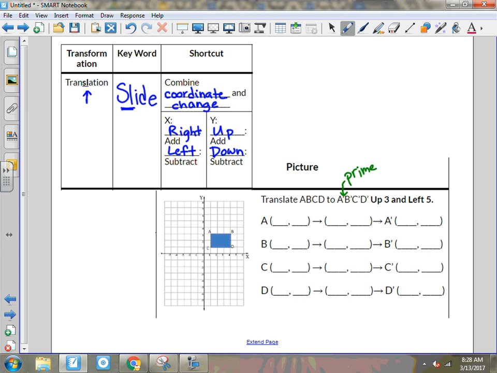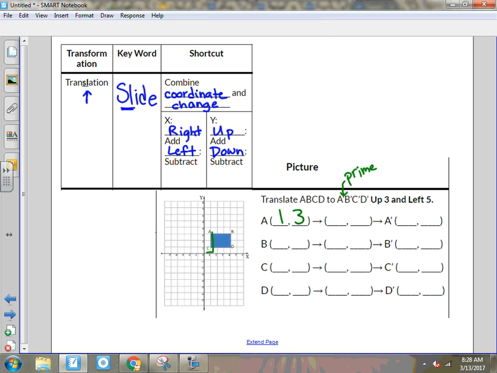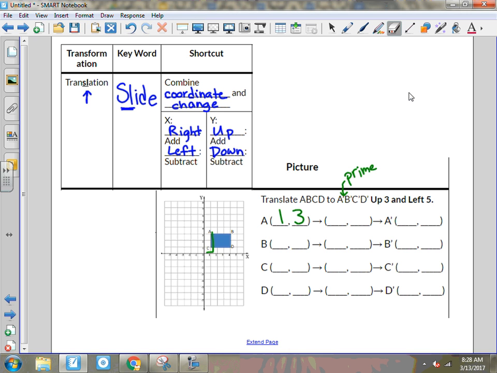So before we figure out anything, let's just figure out where A, B, C, and D are. So A, I'm going right 1 and then up 3. So my coordinate is a positive 1, positive 3. So I'm just going to keep going, filling in B, C, and D. B is at 4, 3. It went right 4 and then up 3. C is at 1, 1, and D is at 4, 1.